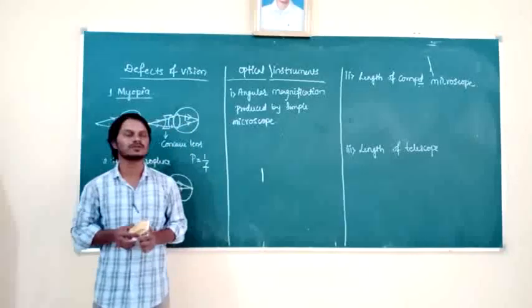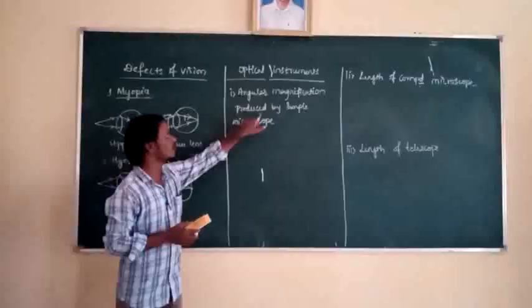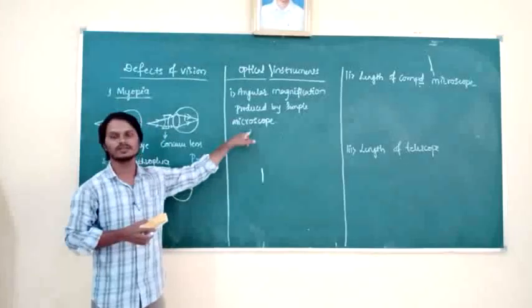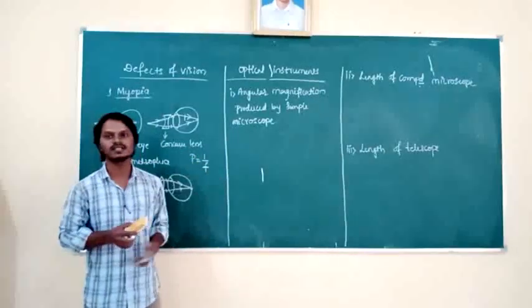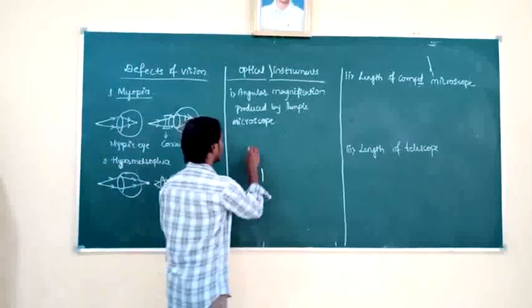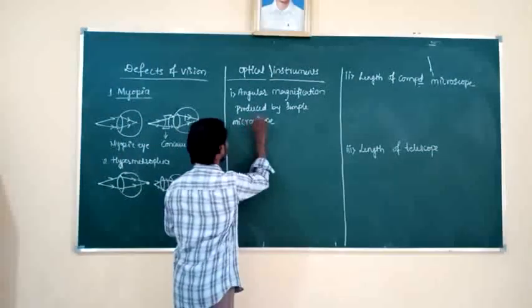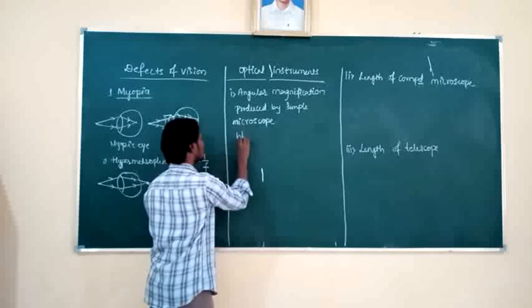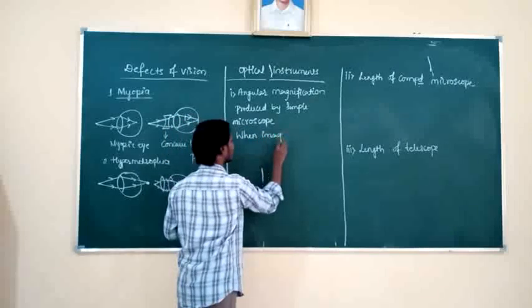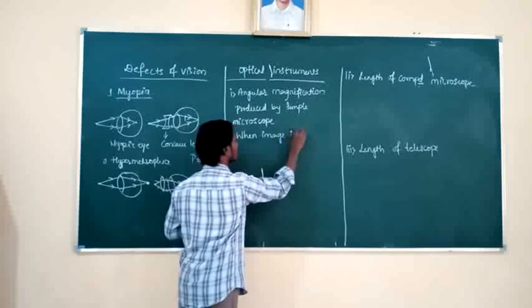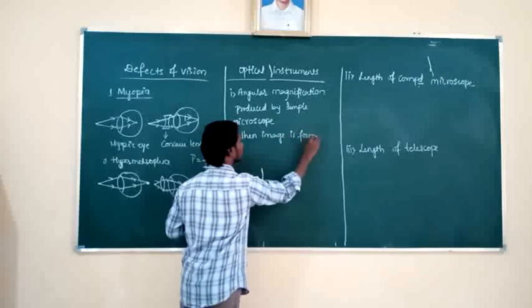Then angular magnification produced by simple microscope. What is the expression for angular magnification produced by simple microscope? Here two cases we are going to study. First, when image is formed at near point.